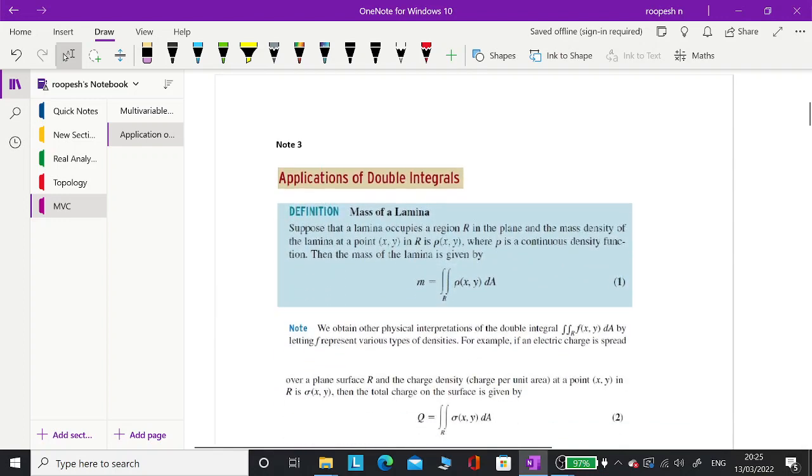First of all, let us see how we can find the mass of a lamina. Suppose a lamina occupies a region R in the plane and the mass density of the lamina at a point (x, y) in R is given by rho(x, y), where rho is a continuous density function. Whenever the density function is given, how can we find the mass of the lamina? It's this formula: m equals the double integral over R of rho(x, y) dA.